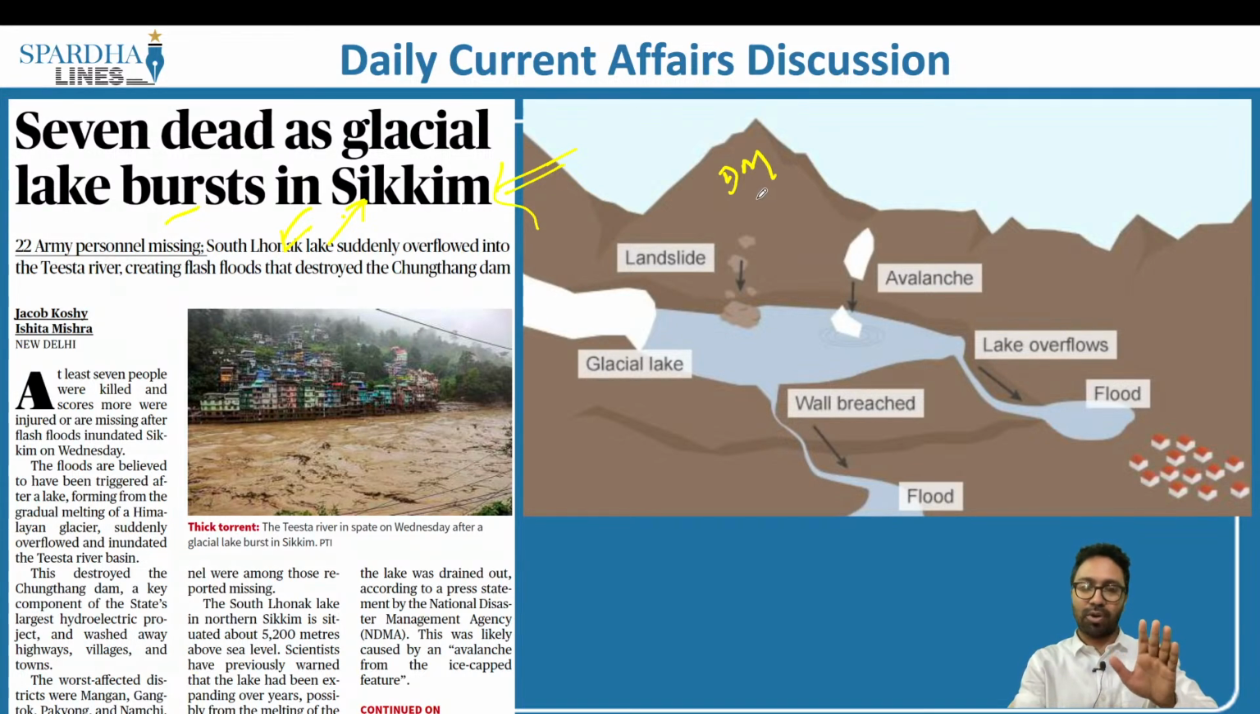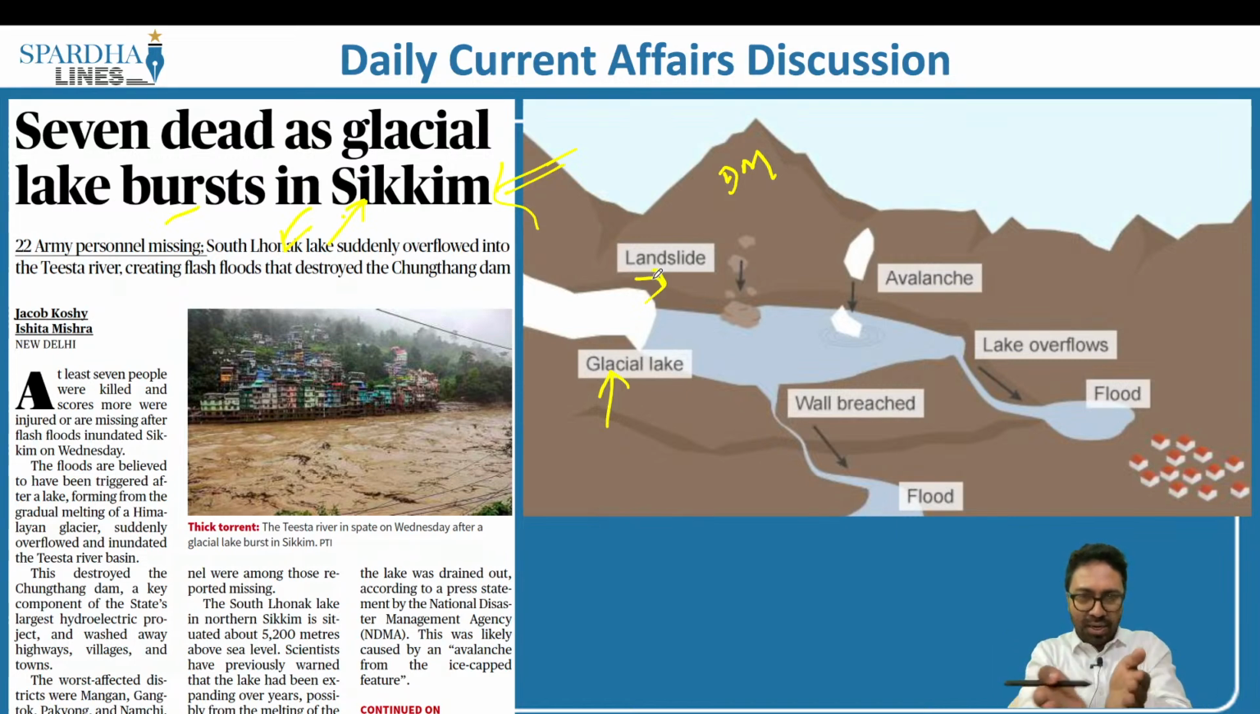The first important pointer is that we understood where is the South Lonak lake. This happens to be a lake in the state of Sikkim. The second that we have to understand is what is this glacial lake. As the very name denotes, it is a lake that is present near the glaciers. So the lake that is present at the top of the glacier, at the bottom of the glacier, at the front of the glacier, on it, beyond it, in and around it is what is called a glacial lake. So what is a glacial lake?